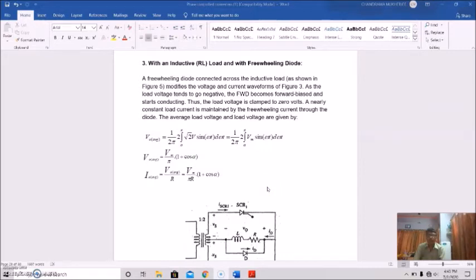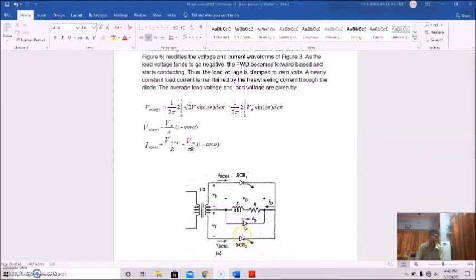Now we'll discuss this inductive load with freewheeling diode for center tap single phase full wave converter. So a freewheeling diode is connected across this inductive load right now. This was the first case discussion where this freewheeling diode was not present. Now this freewheeling diode is connected across this load.